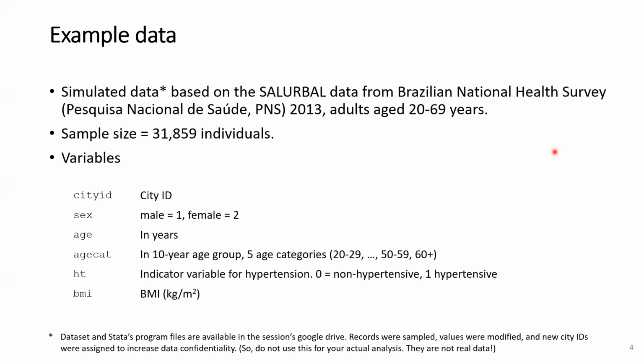And this time, it's not only men, but the data set also includes women. You can see this data set on our Google Drive. It includes a city ID, sex, age category, HT for hypertension, which is the binary outcome, 0 or 1, where 0 means non-hypertensive and 1 means hypertensive, and BMI.